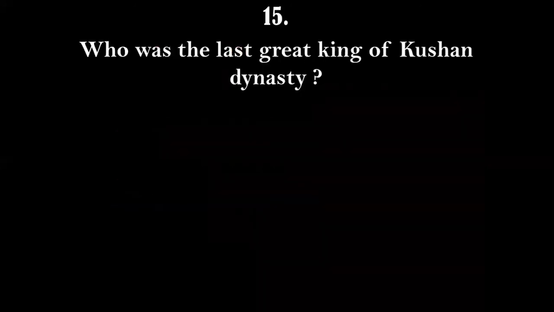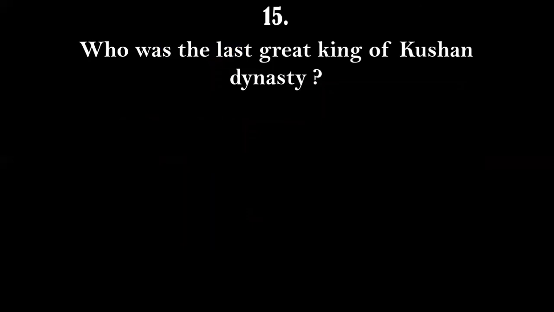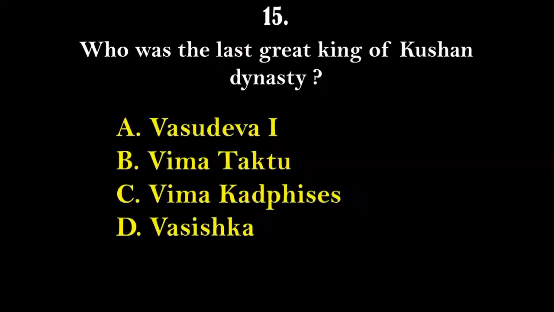Question number 15 and the last question for today. Who was the last great king of the Kushan dynasty? And the options given here are Vasudeva I, Vimadaktu, Vimagatphasis, or Vaishashka. And the right answer for this will be option number A, that is Vasudeva I. We should keep in mind the difference between the great king of the Kushan Empire and the last great king of the Kushan dynasty. The great king will be Kanishka, the last great king of the Kushan Empire will be Vasudeva, and the founder of the Kushan dynasty will be Gujula Gatphasis.